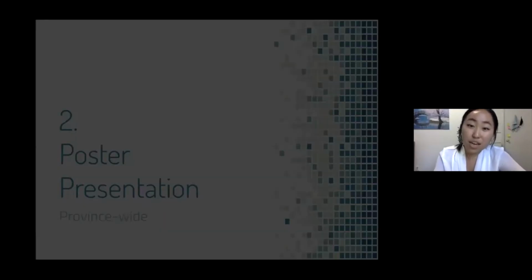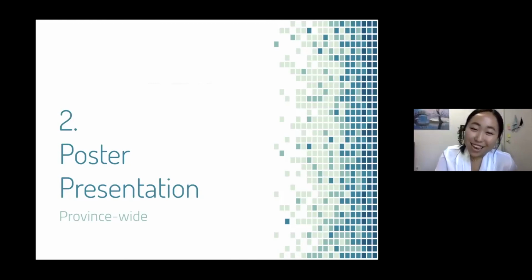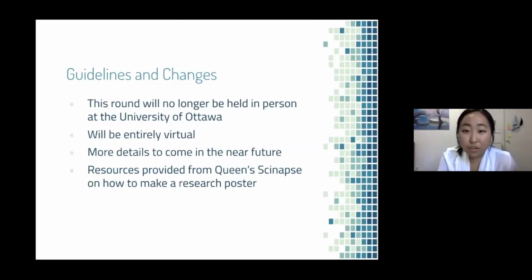So now we're going to move on to the poster presentation. Usually this is done at the University of Ottawa in person. Unfortunately, this year it's all moved virtually, but I know the provincial team has really made an effort to make it as real and the same experience as it has been in the past few years. So more detail about that will come, but like we've mentioned and emphasized throughout this presentation, no experience is necessary, and we will be there to guide you and provide you with the right resources to make your poster presentation as well.